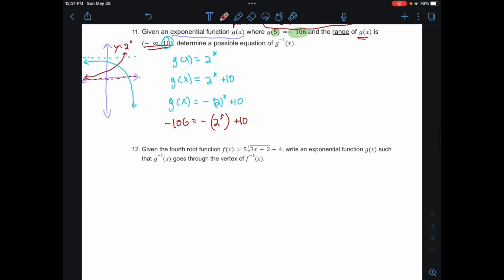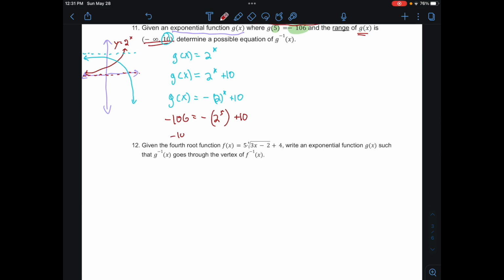Okay, 2 to the 5th is 32. So I get -106 is equal to -32 plus 10. Now we can see that that is pretty clearly not the case. If we want this to be true, we're going to need to either multiply by some factor out in front or add something to shift us left or right.